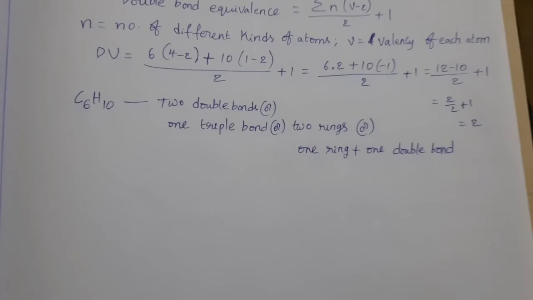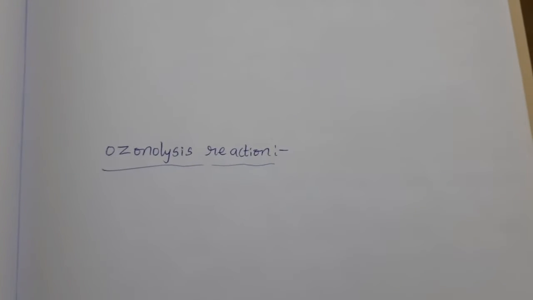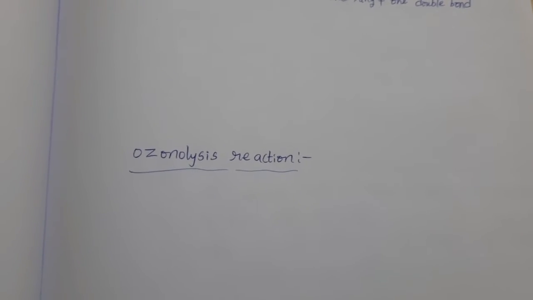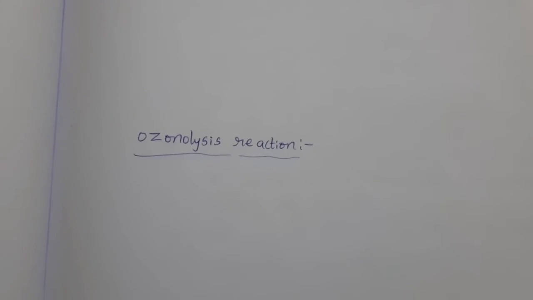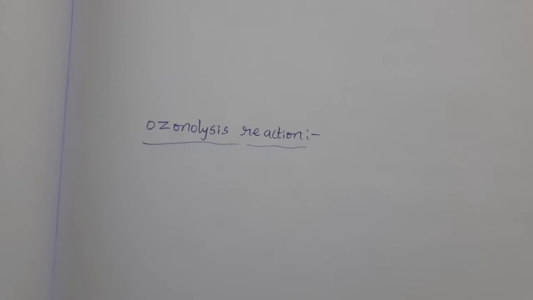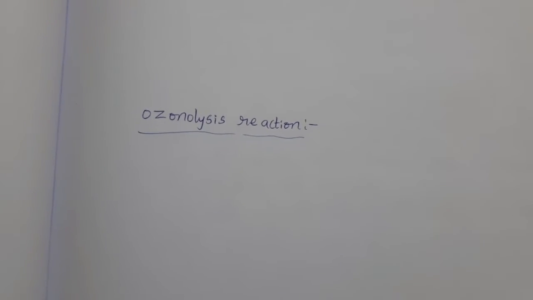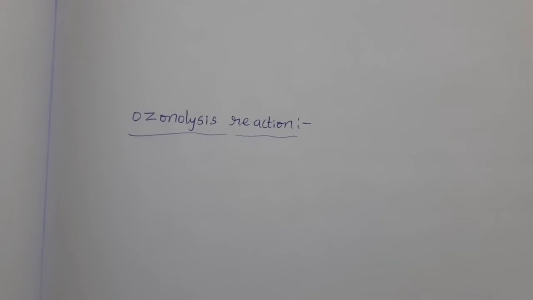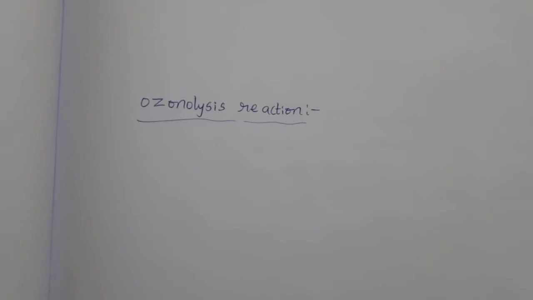Let us see the ozonolysis reaction. Ozonolysis reaction means addition of ozone to an unsaturated compound to form ozonide. This ozonide on further reaction gives aldehyde, ketone and carboxylic acid. That reaction is called the ozonolysis reaction. Generally, alkenes, alkynes and aromatic compounds undergo this ozonolysis reaction and form the products.